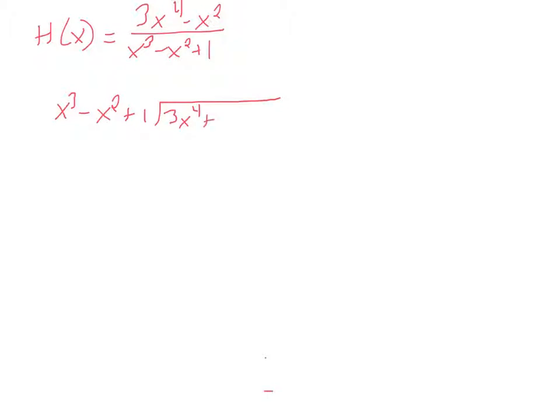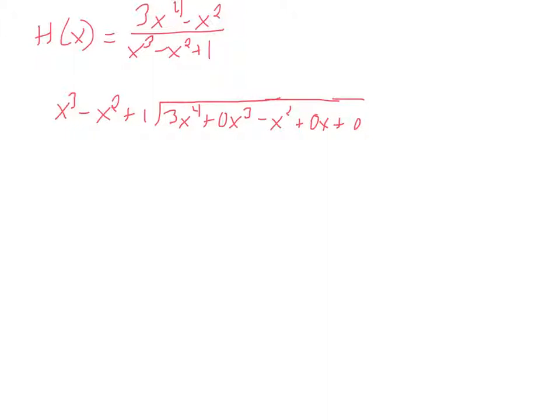So we'll say that we have 0x to the third, minus x squared plus 0x, plus 0 for the constant term. Just like we do with normal long division, we like to put in placeholders when we're doing our polynomial long division so that it makes it easier and we don't forget things.